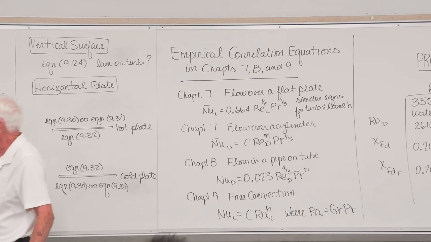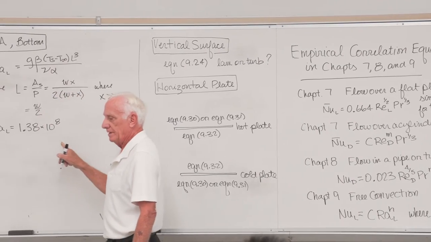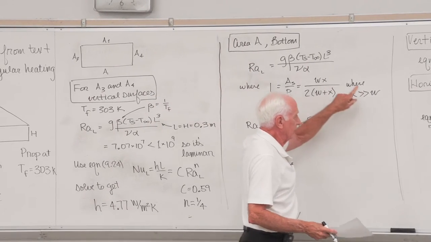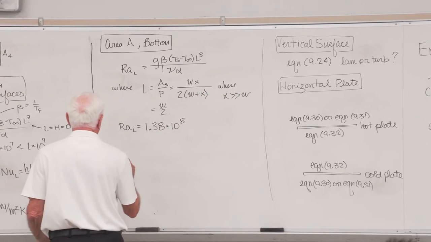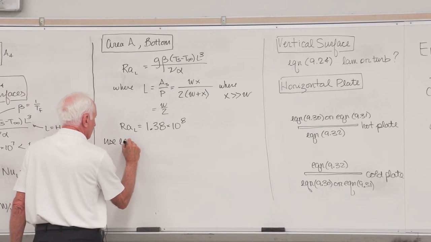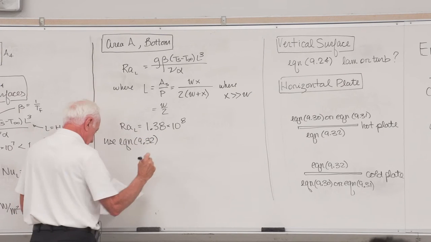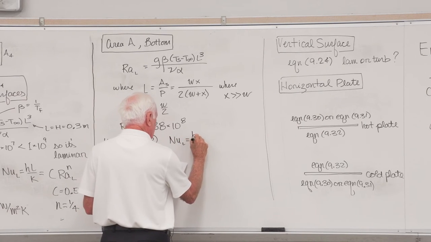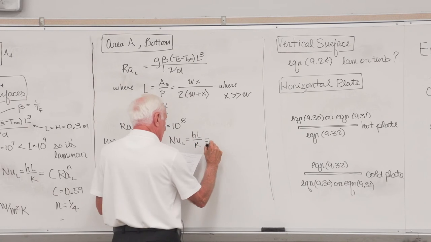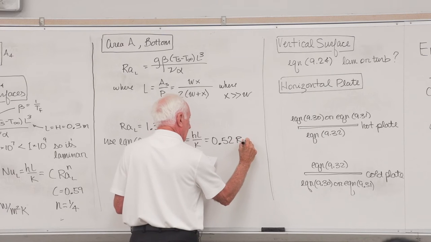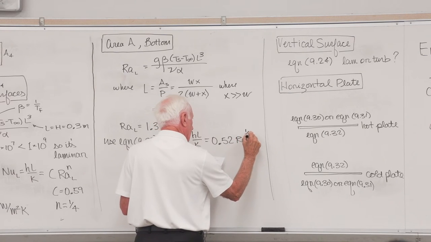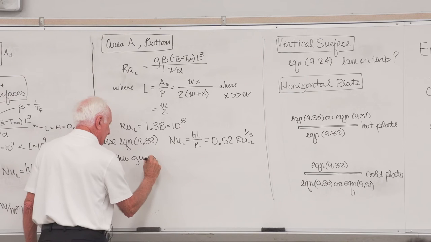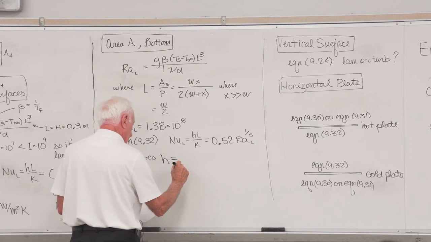You ask questions over here like that. Is it laminar or turbulent? Here, you don't ask questions like that. You use it in what? The equation, which one? Bottom, heated plate, hot plate, bottom, 932. Okay, so 932, we have Nusselt L, HL over K, equals 0.52 Rayleigh number raised to the 1/5 power. This gives H equal 1.56.